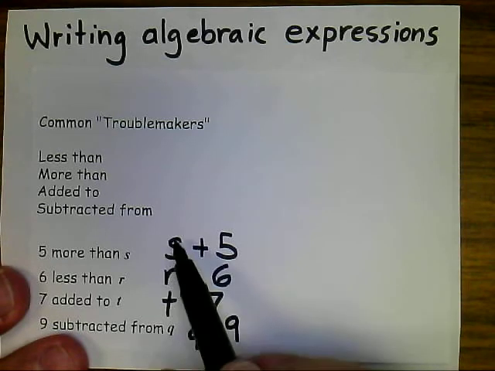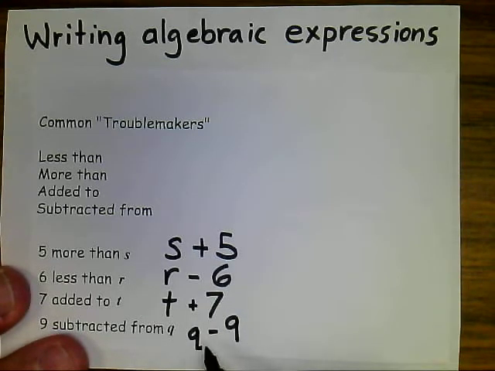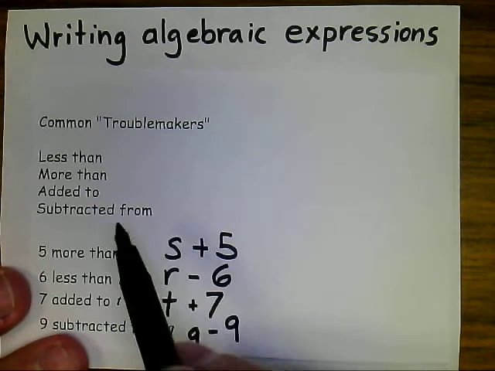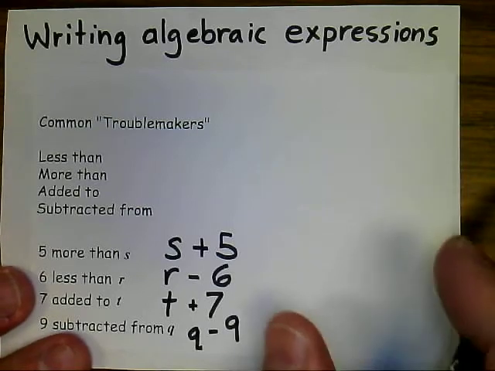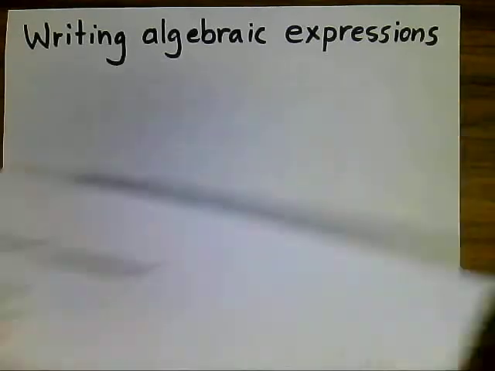So you know that S could look like a 5 if I made it uppercase. That Q could look like a 9 if I made it uppercase or made it too large. So be aware of that. But these troublemakers where it switches the order, you've really got to be aware of. We're going to do some examples to kind of help practice.